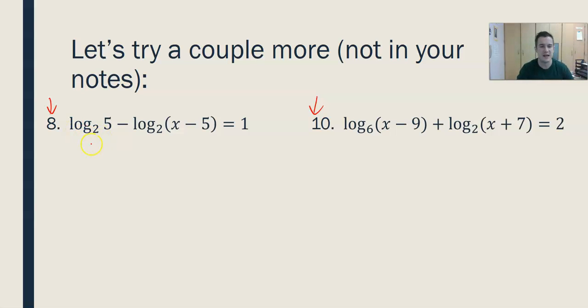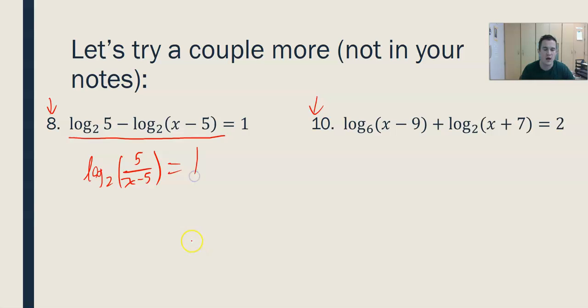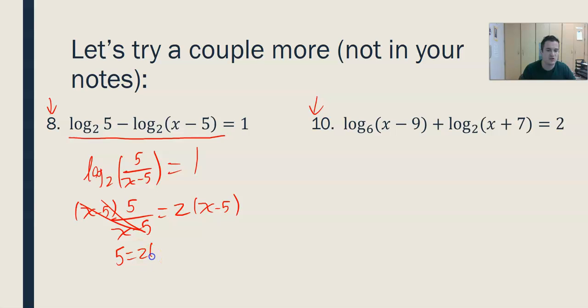So, following the same pattern, first I'm going to condense these logarithms together. Log base 2 of 5 over (x minus 5) equals 1. Next, I'm going to convert this logarithm into an exponent expression. 5 over (x minus 5) is equal to 2 to the first power, or just 2. Well, now I have this expression in the denominator. I'm going to need to multiply by (x minus 5) on both sides. So I'm going to have 5 equals 2 times (x minus 5).